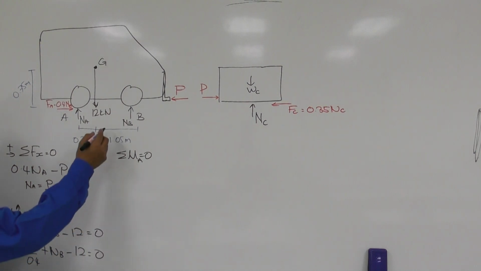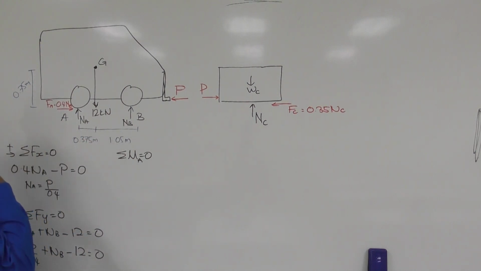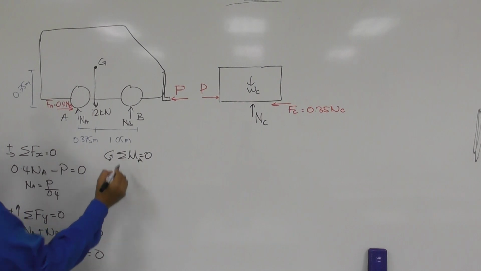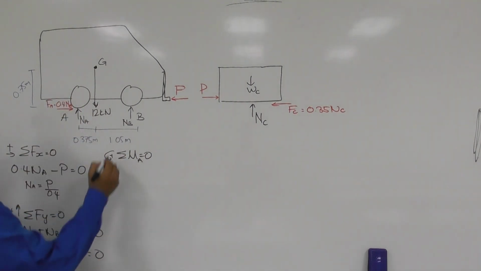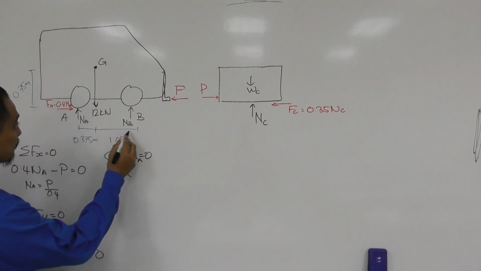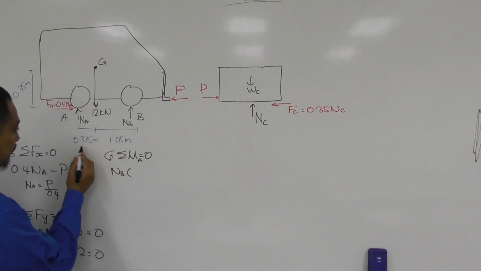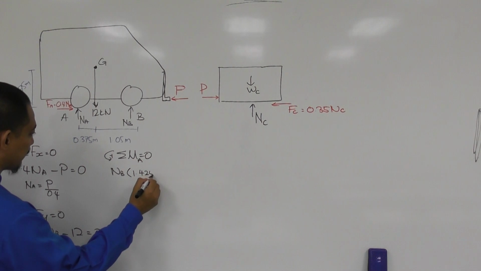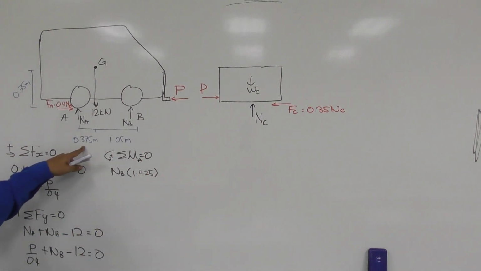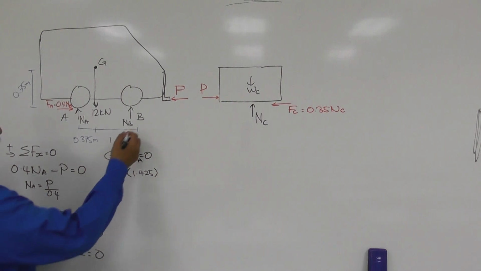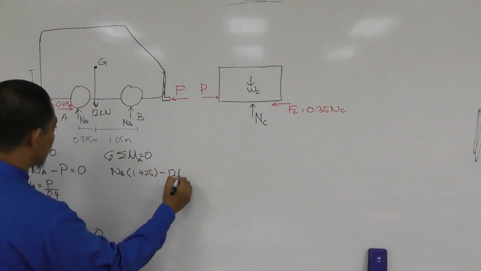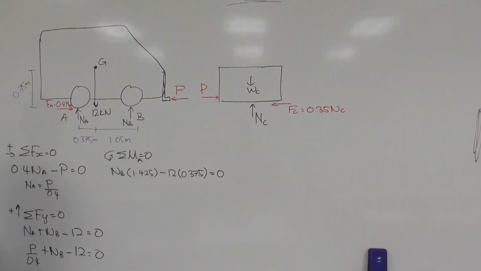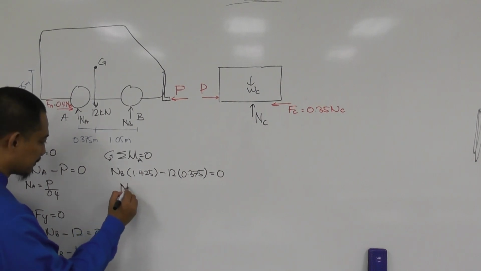Alright, so in that case, if I take moment about A, and take counterclockwise as positive, you have NB times the distance 1.05 plus P times 1.425, and then minus 12 times the distance of 0.375 equal to 0, right? So here you can solve for NB actually.